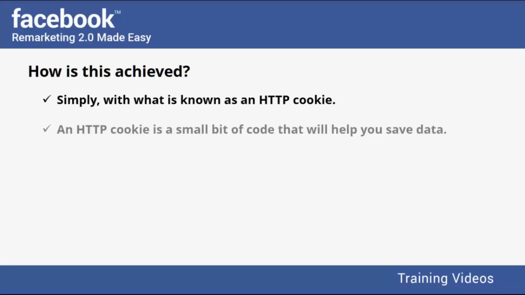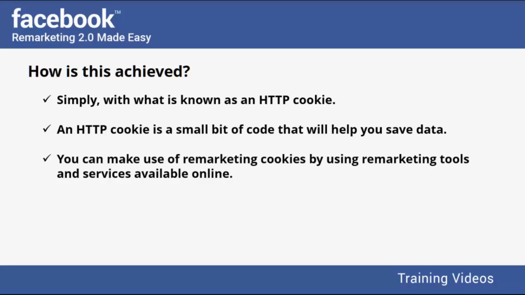How is this achieved? Simply, with what is known as an HTTP cookie. An HTTP cookie is a small bit of code that will help you save data. For example, if you have an online store and people visit your website, those who visited your website have a browsing history cookie placed in their web browser. You can make use of remarketing cookies by using remarketing tools and services available online. And with the cookies information, you can know the browsers that visited your website and display ads more often to these people.